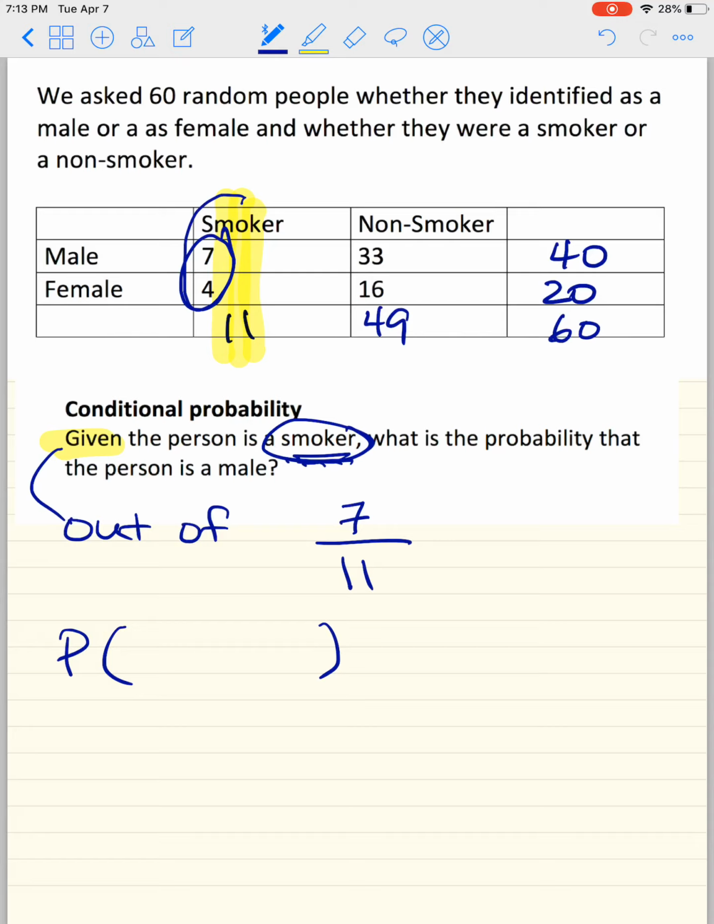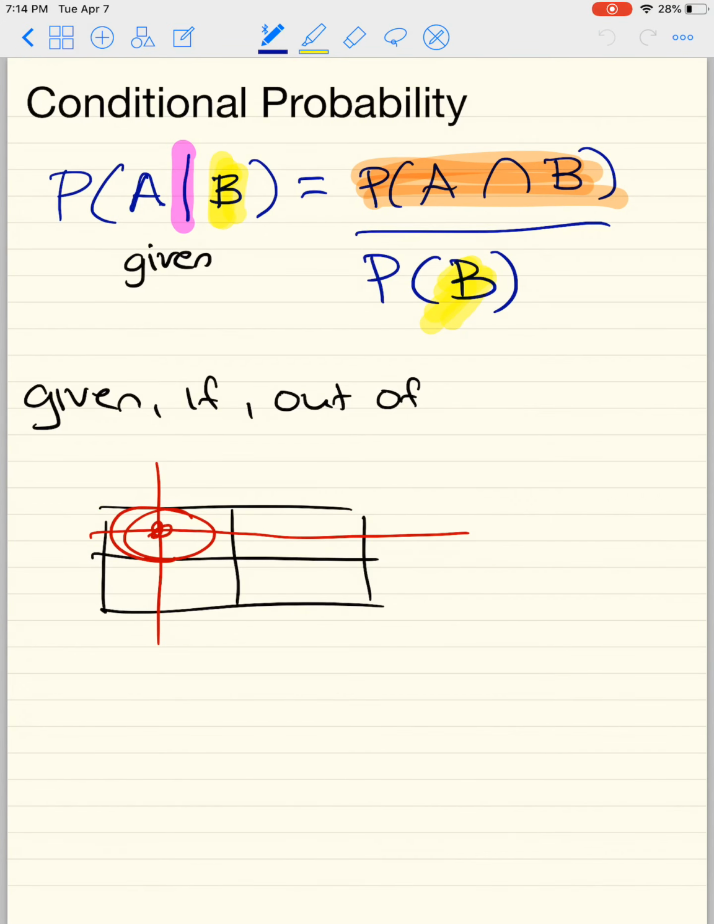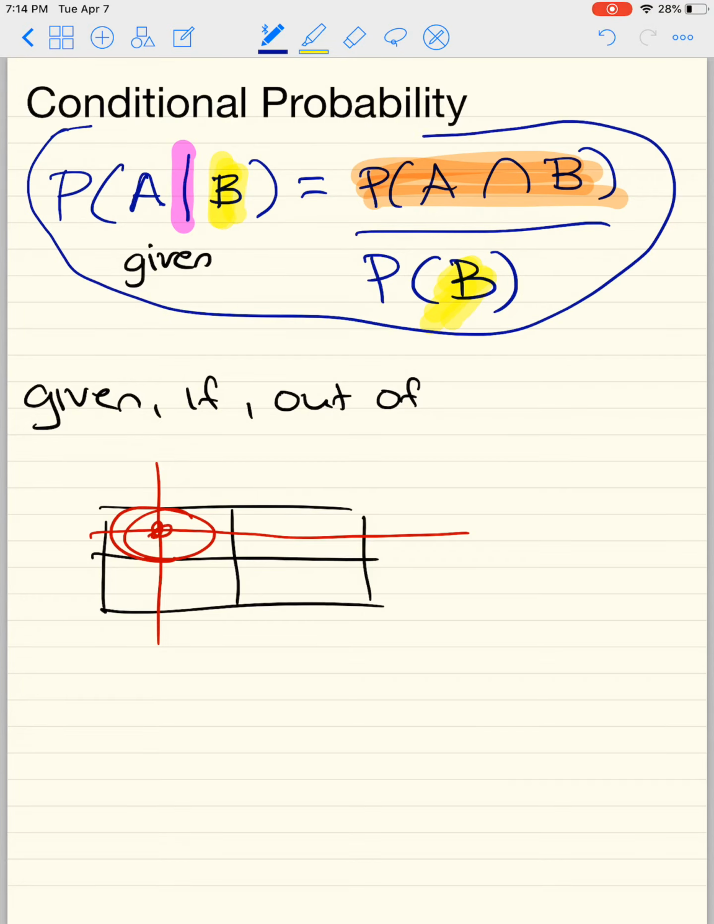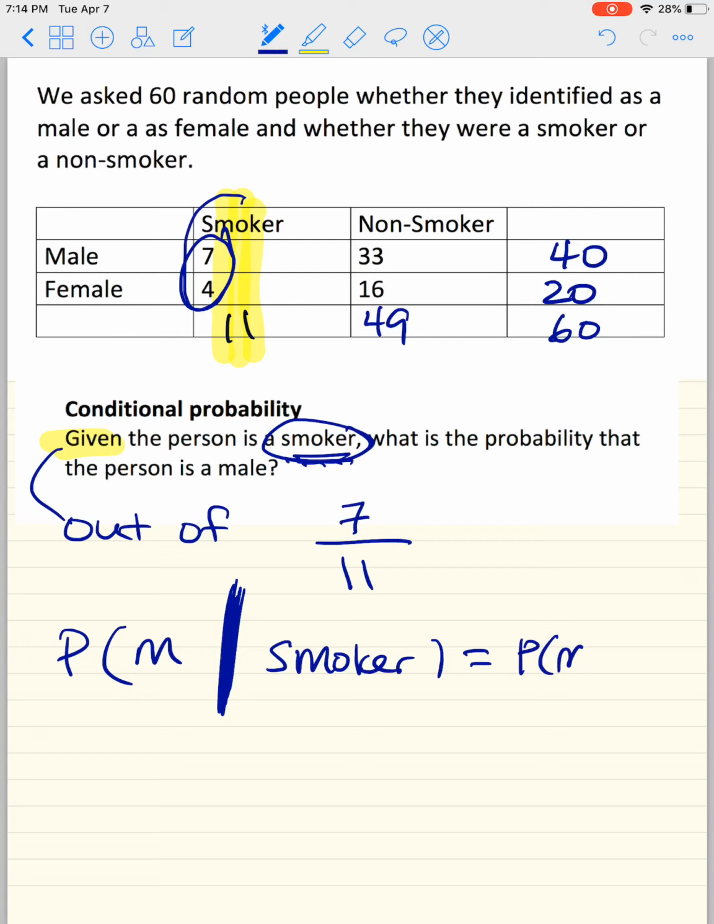So given the person is a smoker, this here, smoker. So this is the given. Given they're a smoker, what's the probability that they're a male? So if you remember, from here, this is my formula. You can always pause the video and go back. So this is going to be male and smoker over smoker.